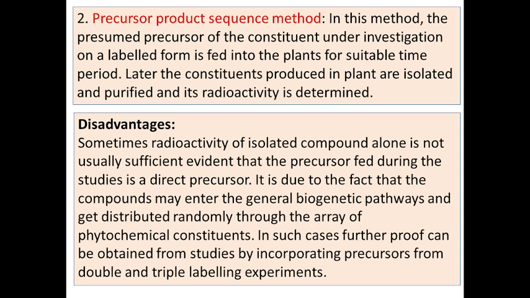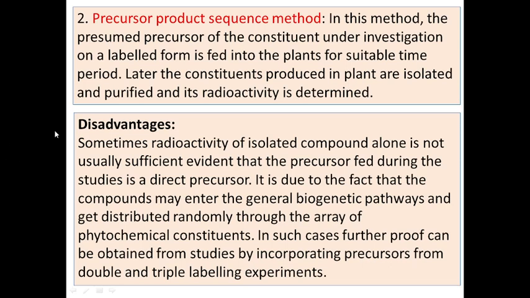Now, when this method is used, it has certain disadvantages. Sometimes the radioactivity of the isolated compound alone is not sufficient evidence that the precursor fed during the study is a direct precursor. This is due to the fact that the compound may enter the general biogenetic pathway.